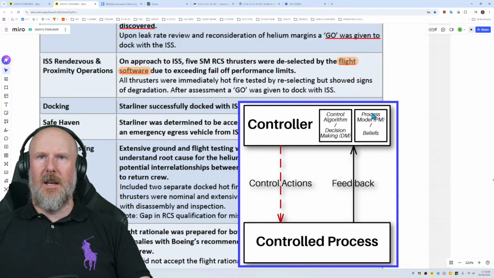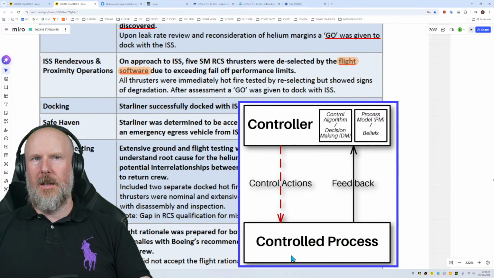be deselected, what if the process model, what if the beliefs were incorrect? What if it incorrectly believed that there were issues with fail-off performance limits, and it decided to shut down 5 thrusters? What if it decided to shut down all the thrusters or disable them? Can it do that? Is it designed to do that? Is that a safe thing for it to do? What mitigations do we have against these false beliefs? What is the feedback path? What sensory feedback do we receive? How do we know that that's good feedback and that it's got integrity?